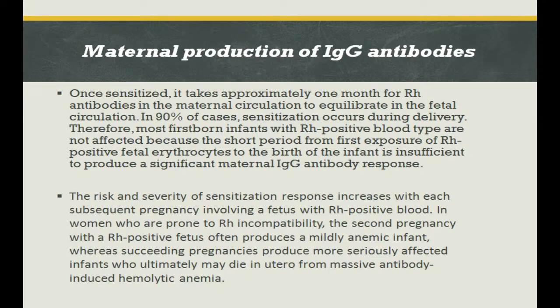In women who are prone to rhesus incompatibility, the second pregnancy with a rhesus positive fetus often produces a mildly anemic infant, whereas succeeding pregnancies produce more seriously affected infants who ultimately may die in utero from massive antibody-induced hemolytic anemia.